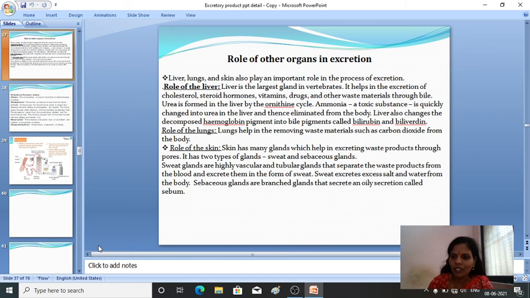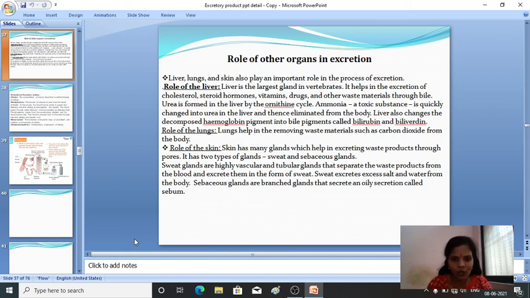So apart from this, the liver also helps change the decomposed hemoglobin pigment into the bile pigments, bilirubin and biliverdin. Then the role of lungs. Lungs help in removing waste materials such as carbon dioxide from the body. Then the skin.